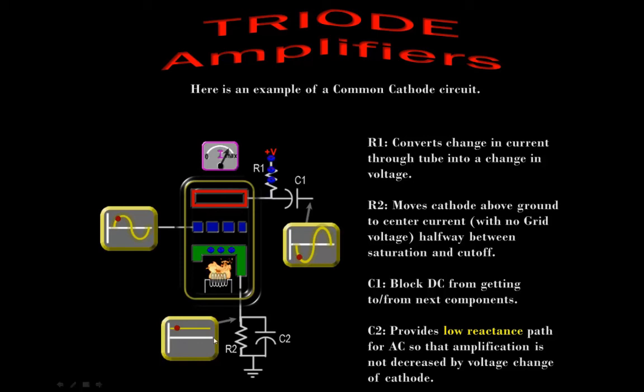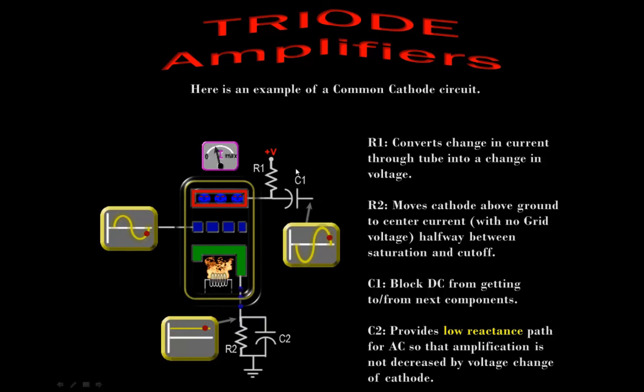Then we have R2 down here connecting the cathode to ground. Again, that's just the component we just put there. It is there to move the cathode above ground and center current when there's 0 volts on the control grid, halfway between saturation and cutoff. That gives us as much room to make the control grid more positive and increase current flow toward saturation as we can make it more negative and make current flow move more toward cutoff.